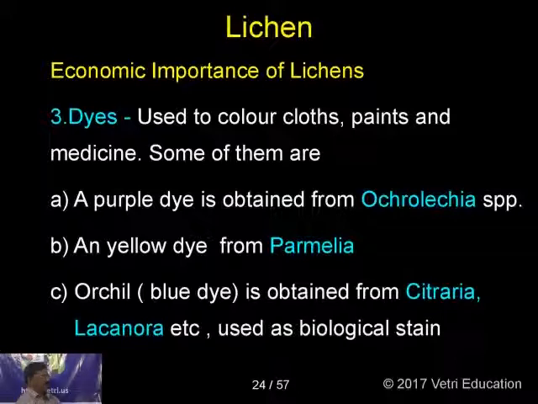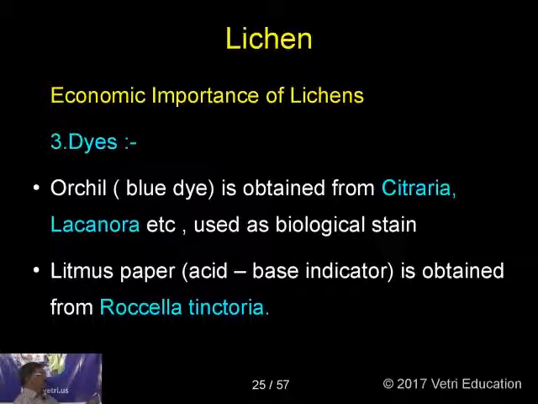and orchil, a blue dye, is obtained from Cetraria, Lecanora, etc., used as a biological stain. Biological stain means generally you take sections, give some stain, and wash slowly and carefully to view through a microscope. In the same way, to color biological items, this dye is used. Orchil is used to stain biological organs. This orchil is obtained from Cetraria and Lecanora etc.